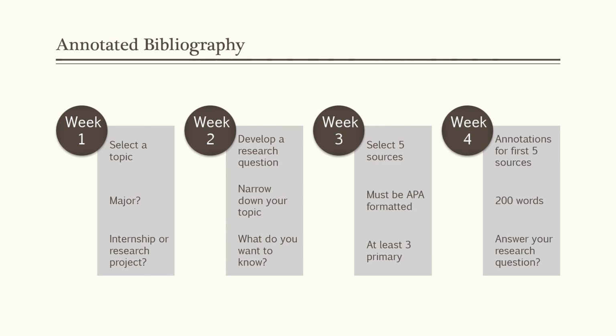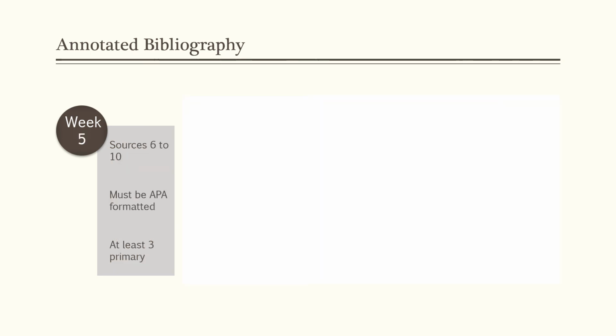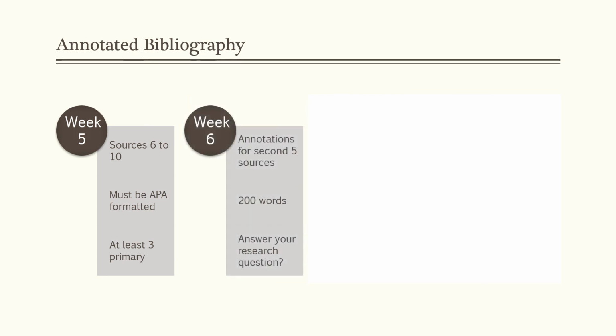Week 4, you're going to develop annotations for those first 5 sources. Basically, you're going to create a summary in about 200 words that explains how this source helps to answer your research question. During week 5, you're going to submit sources 6 through 10. Again, when you submit them, they need to be APA formatted, and you submit those on Converge. You're going to submit the annotations for the second 5 sources during week 6, and again, these need to be 200 words.